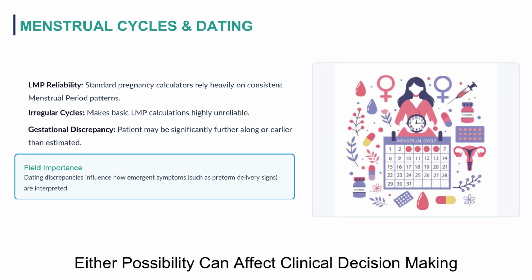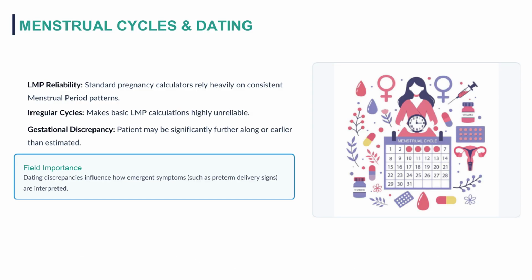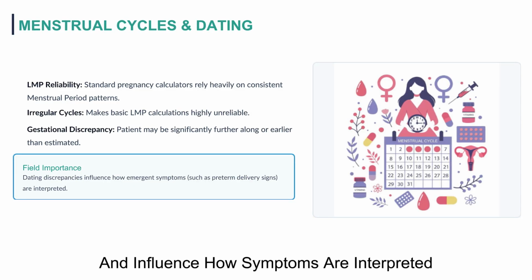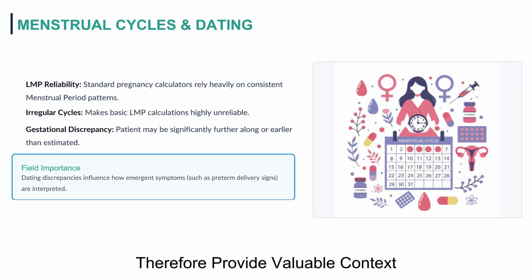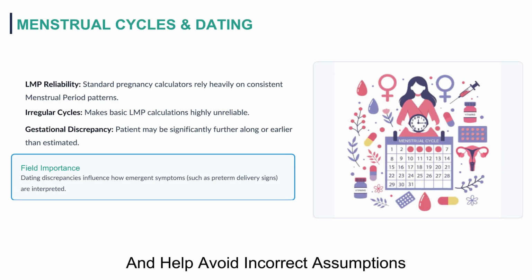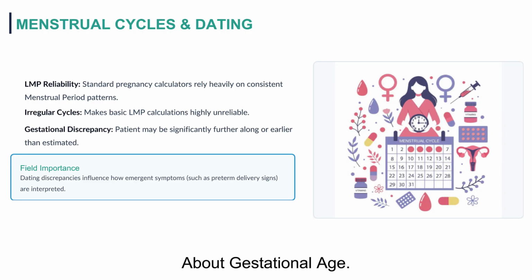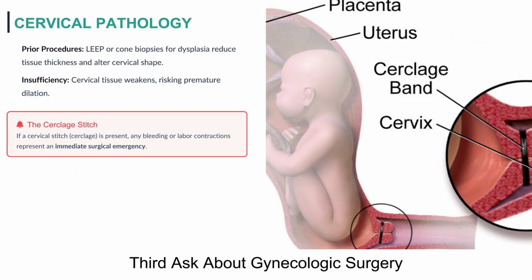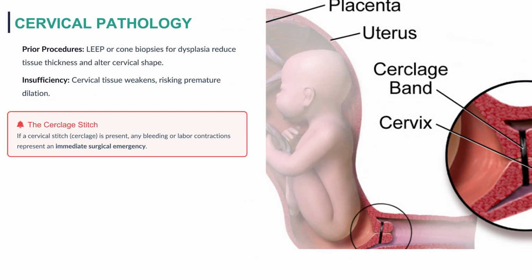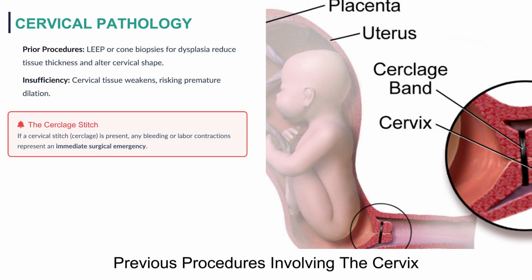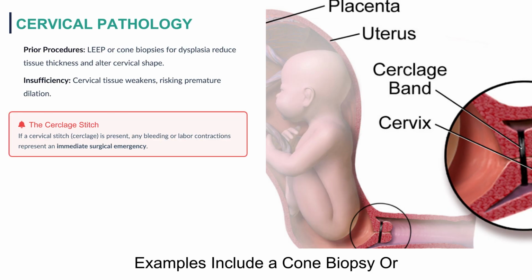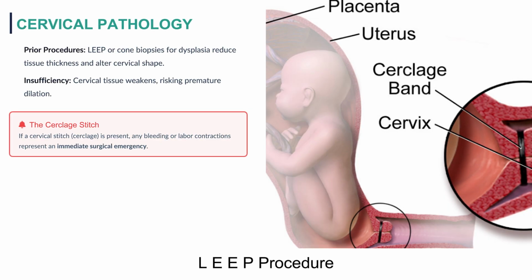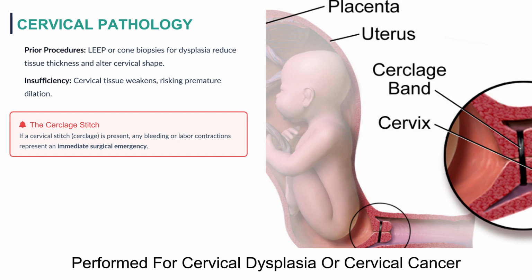Either possibility can affect clinical decision-making and influence how symptoms are interpreted. A simple question about menstrual patterns can therefore provide valuable context and help avoid incorrect assumptions about gestational age. Third, ask about gynecologic surgery. Previous procedures involving the cervix can have important implications during pregnancy. Examples include a cone biopsy or a LEEP procedure performed for cervical dysplasia or cervical cancer.